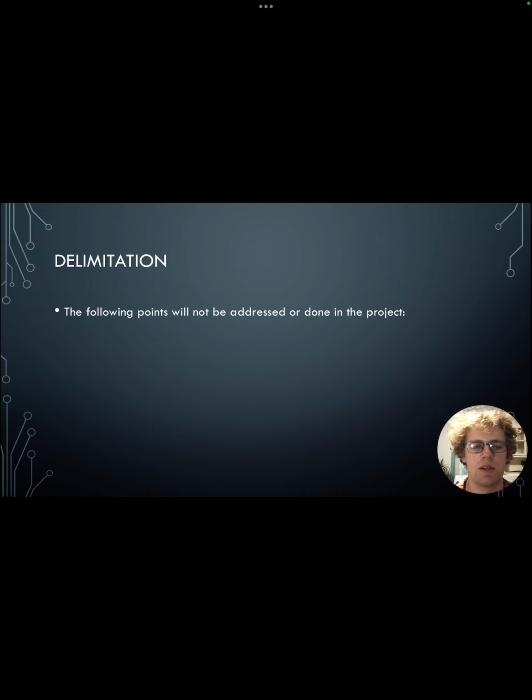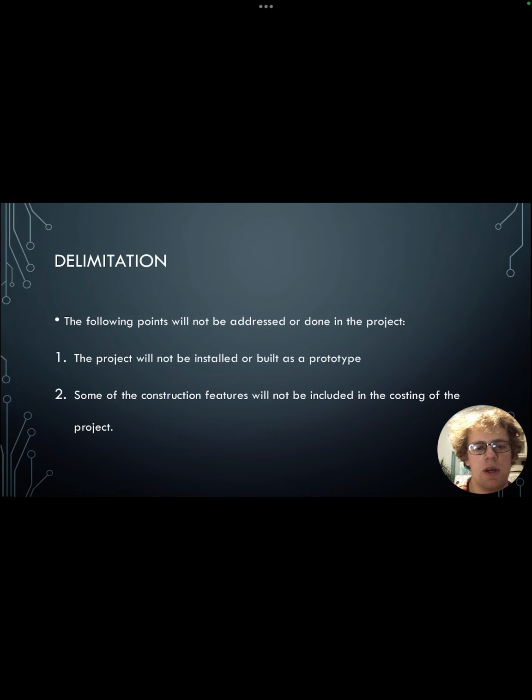Project delimitation. This section focuses on what will not be done in the project. So what are the limits of the project in terms of what will be provided and what will not be realized within the project. The following points will not be addressed or done in the project. So the first delimitation point is the project will not be installed or built as a prototype. And secondly, some of the construction features will not be included in the costing of the project.